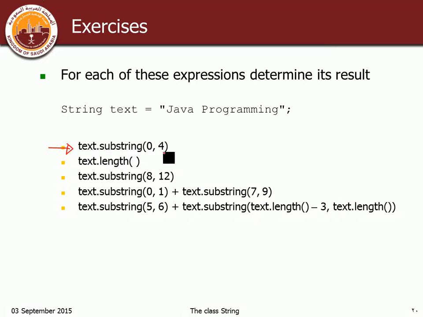Text.substring(0, 4). So in order for us to follow up, this is 0, 1, 2, 3, 4. This is 5, 6, 7, 8, 9, 10, 11, 12, 13, 14, and 15. So how many characters do we have? 16 characters, from 0 to 15. Don't get confused, okay? So we would like now to have from 0 to 4, 4 not included.